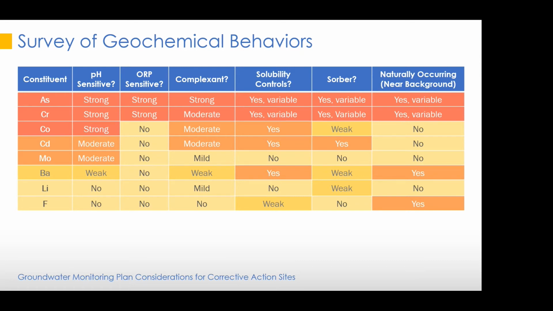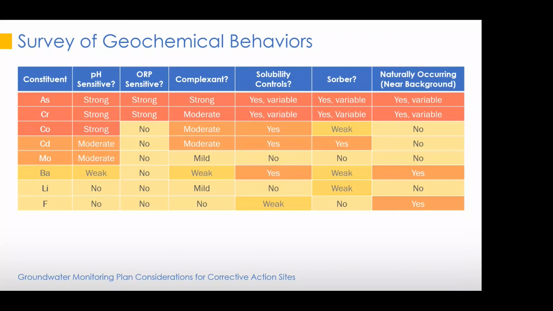What about ORP? That's oxidation reduction potential. That says that the element can exist in one or more oxidation states. And the ones that say strong means its behavior is complicated depending on the oxidation state of the solution and the minerals that the groundwater might be passing through. Complexants, that's chemicals that interact with other chemicals in the water. And again, the behavior can be complicated or it can be relatively simple.